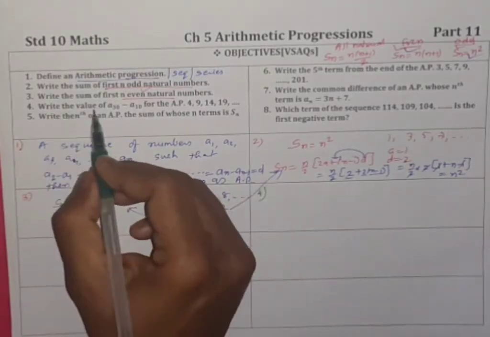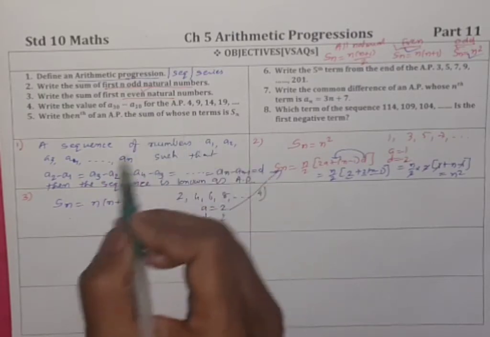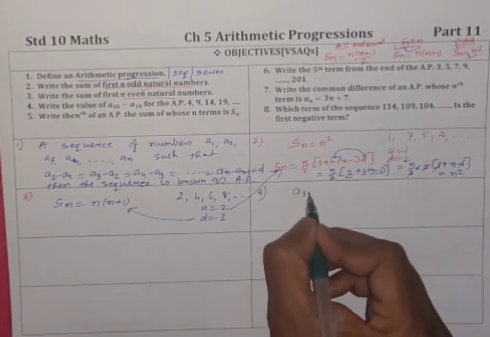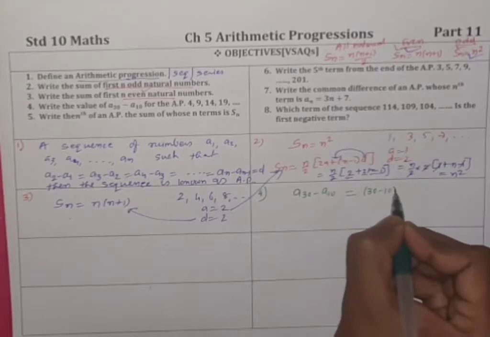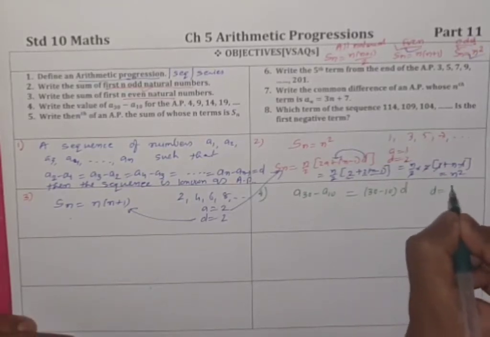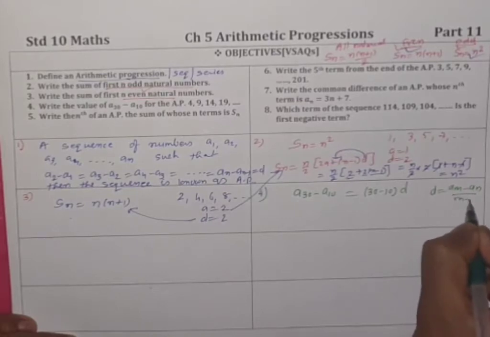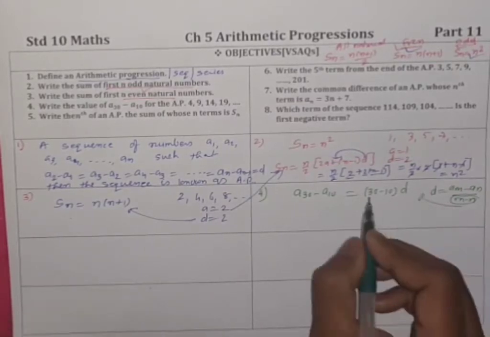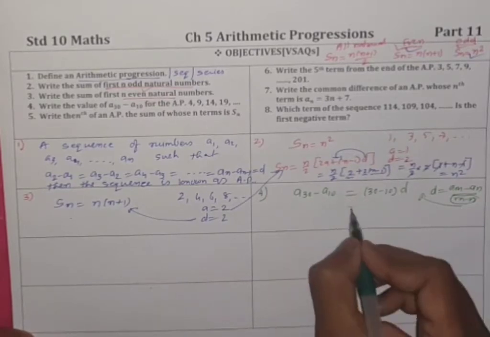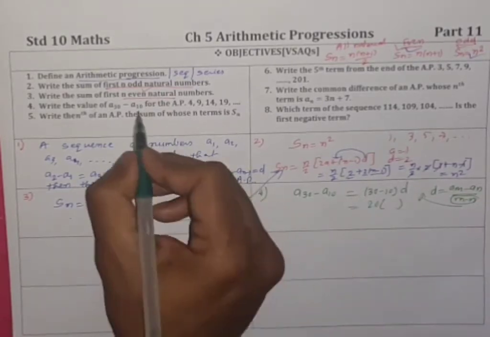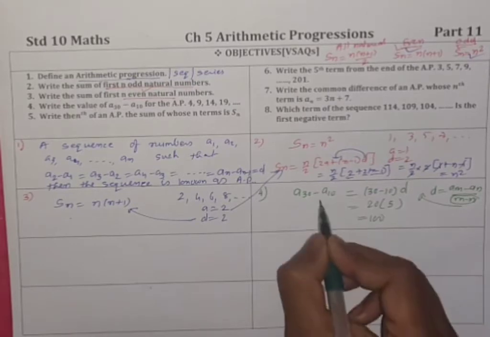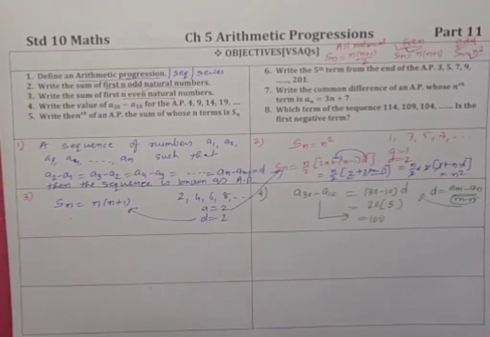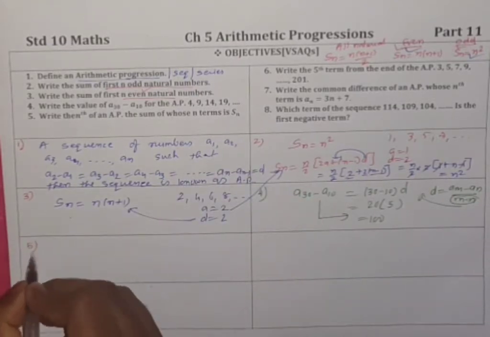Number 4, write the value of A30 minus A10 for an AP. Children, you know A30 minus A10 is 30 minus 10 times D. Remember, D is equal to AM minus AN upon M minus N. So take this M minus N with D. So 30 minus 10 times D, that is 20 into D. Now the AP is given to you, so 9 minus 4 is 5. That is D. So 20 times 5 is equal to 100. So this is 100. You don't have to find A30 and A10 separately. Alright.